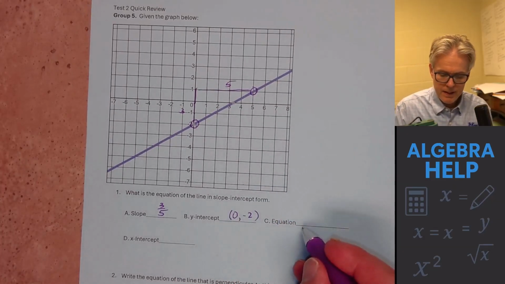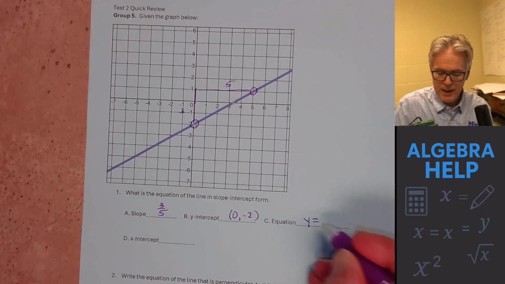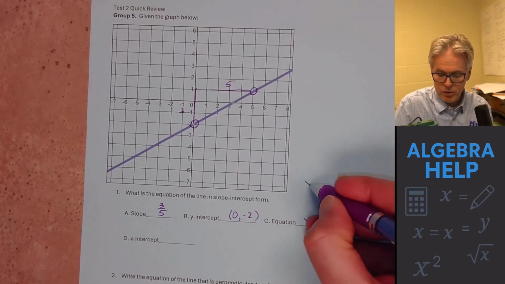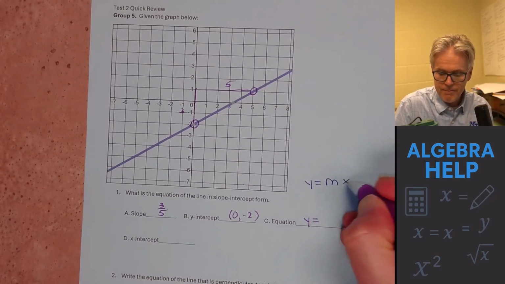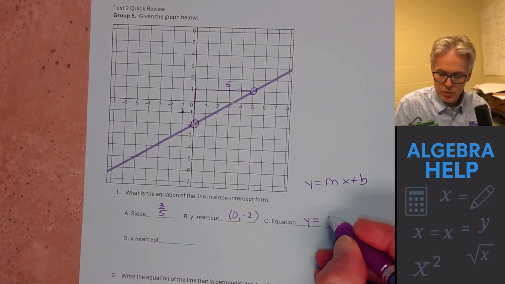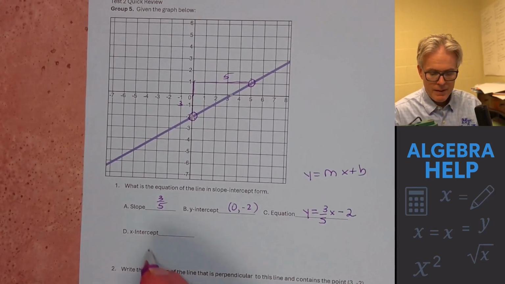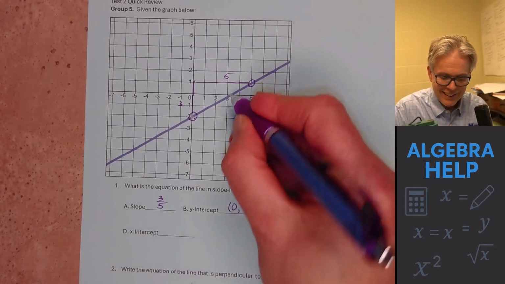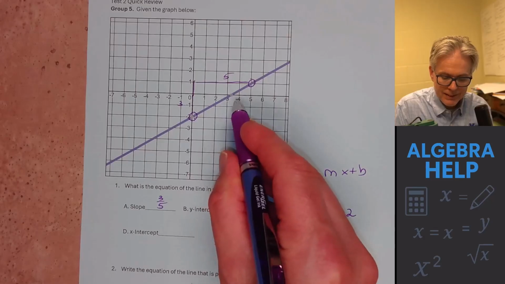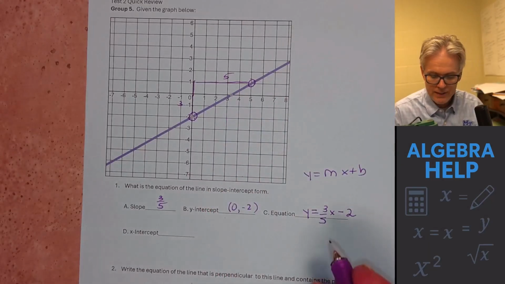What about the equation? Well, we're kind of working backwards now. So y equals, recall it's y equals mx plus b. So y equals 3/5 x minus 2. How about the x-intercept? It looks like around 3 point something, not quite 3.5. Let's go ahead and find it more exactly.